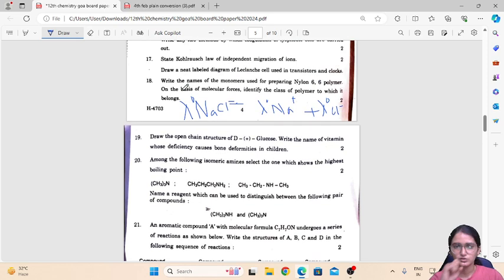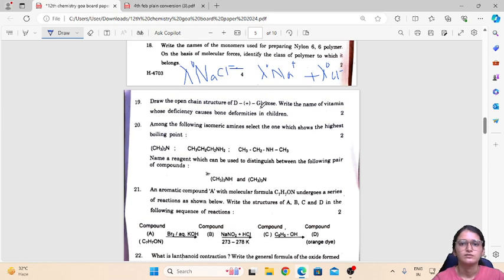Then next is draw the diagram of Leclanché cell used in transistors and clocks. Now these are primary batteries or primary cells which are used. It is also called a dry cell. The diagram which is given in the textbook, in the electrochemistry chapter, you have to draw the same diagram with neat labeling.